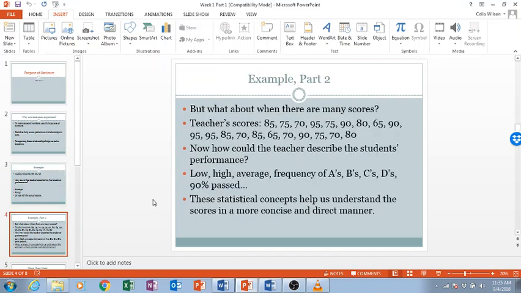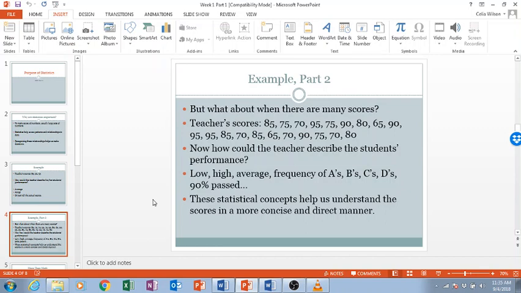All right. On the other hand, if we have a situation more like this, which is probably a little more realistic, where a teacher has quite a few scores, now if approached with the idea of describing the scores, what could the teacher say? I'm going to have some examples here. What's the lowest score, the highest score, the average? How many A's, B's, C's, and D's? Or he could summarize and say 90% of my students pass, and so on.